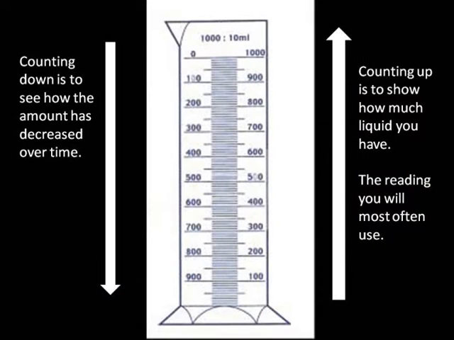There are two numbers down the side. One counts up and one counts down. The one you will need to most often worry about are the numbers that count up.